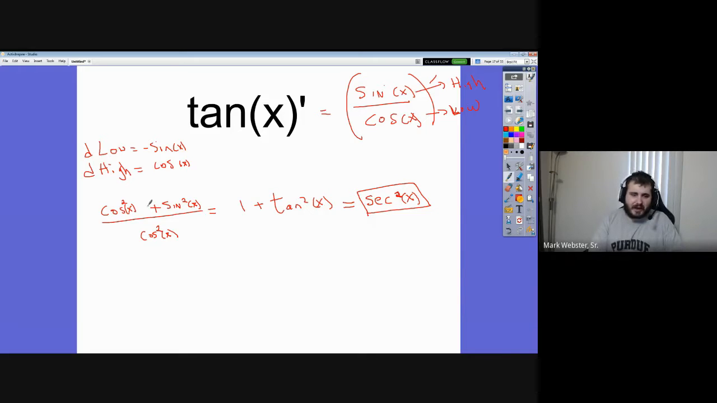I'm not saying that any of these three are wrong, but I'll tell you which one I think is the easiest to look at. You know what I mean? So from this point on, if you want to have this fact memorized, the derivative of tangent is secant squared, you can do that.